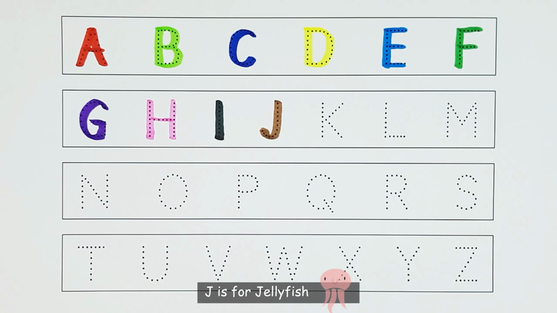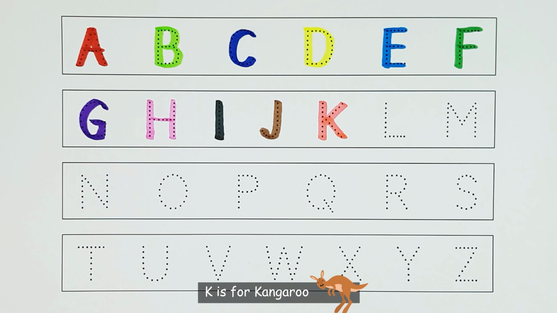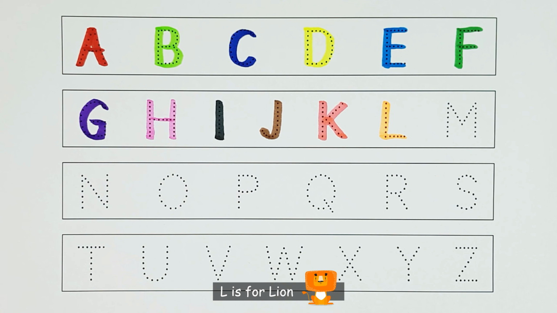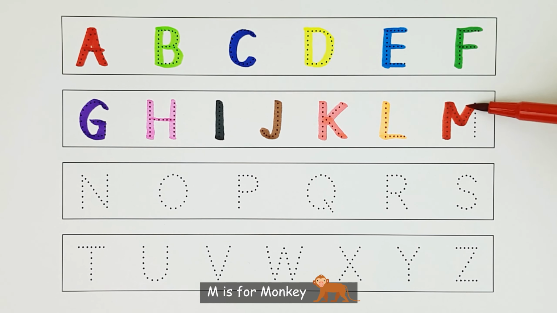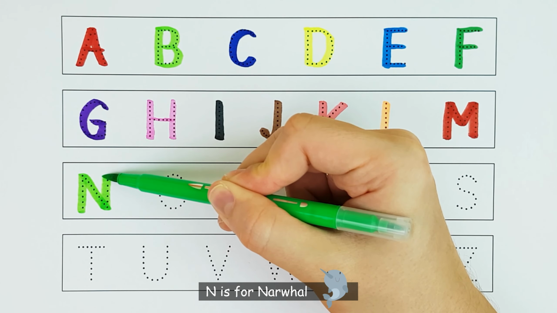J is for jellyfish. K is for kangaroo. L is for lion. M is for monkey. N is for narwhal.